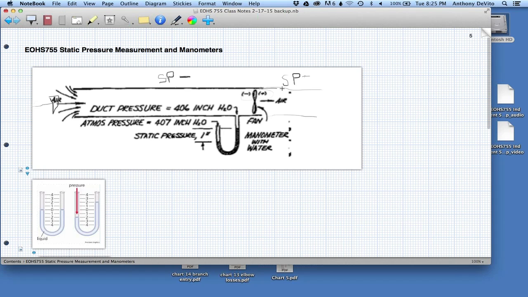Now, let's say this duct continues along here. What's the velocity pressure on this side? Is it positive or negative?